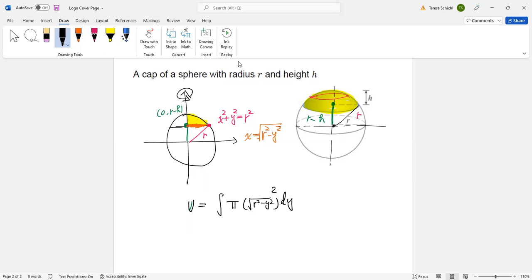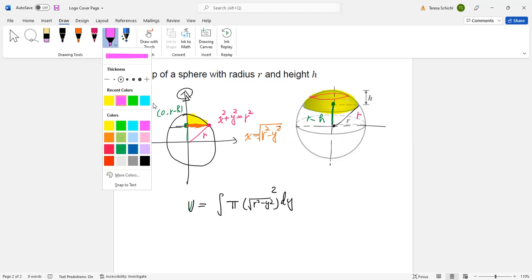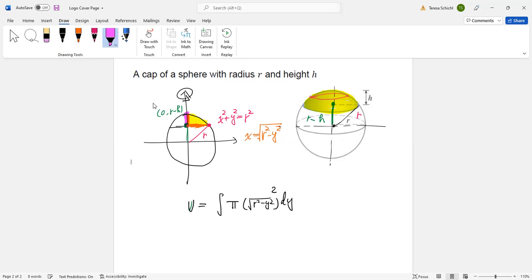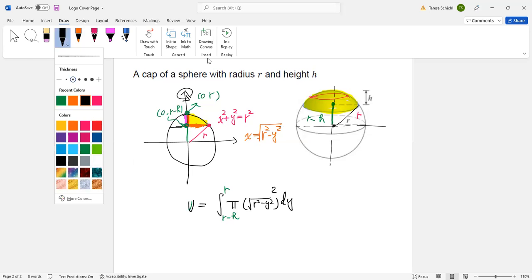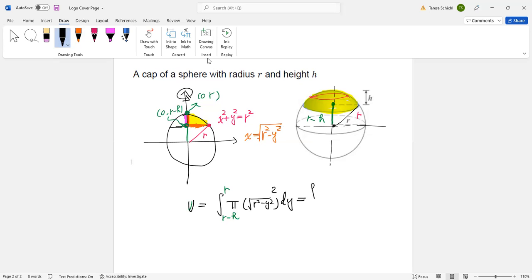What is the y value here? It goes from here to here. We know this point is 0 and r minus h, and the top point is 0 and r. So what are my upper and lower bounds? I'm going to integrate from r minus h to r. The concept is pretty easy, but the algebra is a little bit tedious.